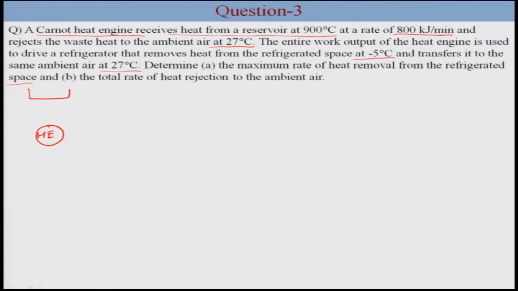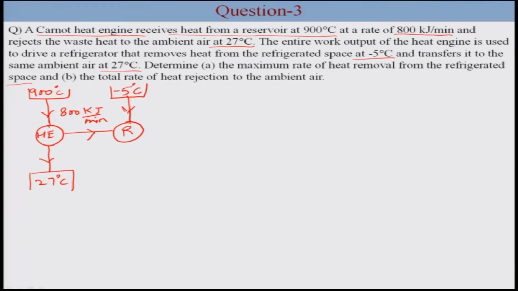which receives heat from a reservoir at 900 degrees Celsius, at a rate of 800 kilojoule per minute, and rejects the waste heat to the ambient air at 27 degrees Celsius. The entire work output, so some work is being produced, of the heat engine is used to drive a refrigerator. This work output is given as input to a refrigerator that removes heat from the refrigerated space, which is maintained at -5 degrees Celsius, and transfers it to the same ambient air at 27 degrees Celsius. So this is the overall schematic diagram of what is said in the question.